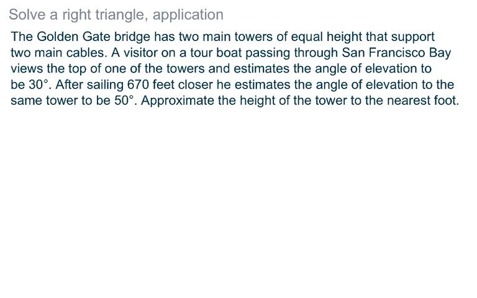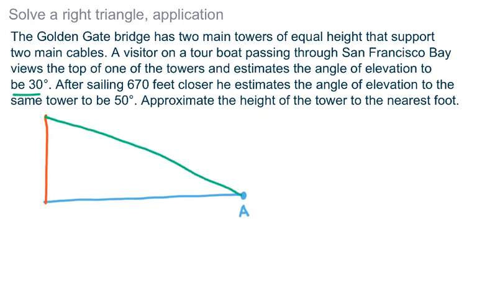So let's think about what we have here. We have a guy sailing on a boat in the water, and he's looking at the red Golden Gate Bridge. So we'll say he's over here at point A. And initially, he looks up and measures that angle of elevation to the top of that tower to be 30 degrees.